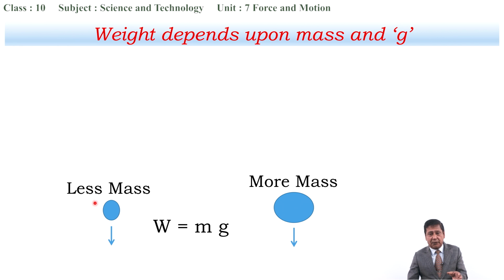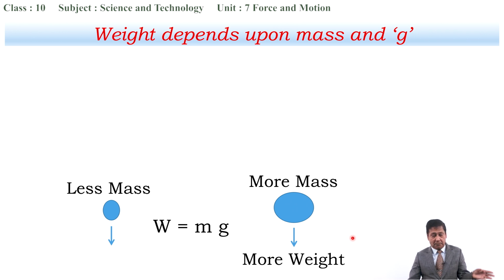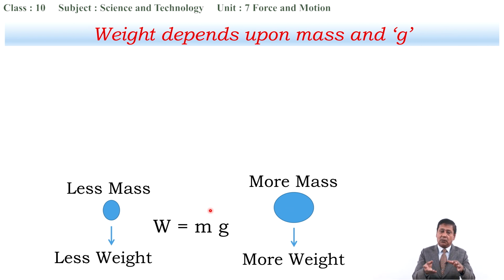Since the mass of the first is less and the second is more, the product of mass and acceleration due to gravity will be more in the second case. G remains the same in both cases, but if the mass of the second is greater than the first, then certainly the weight of the second body is greater than the first body. But in this case, mass is less, that's why the weight of this smaller mass is also less. This way we can relate weight with mass and acceleration due to gravity.